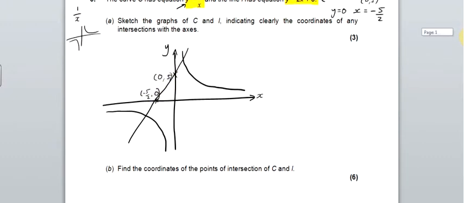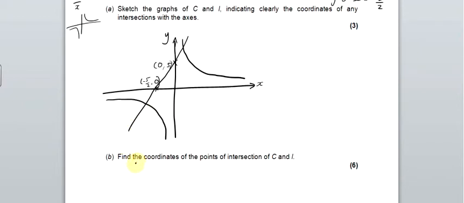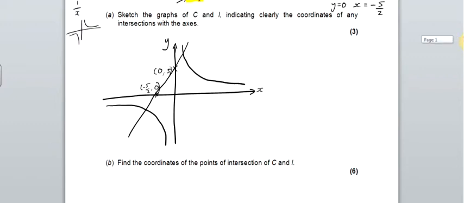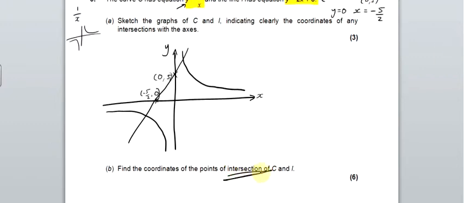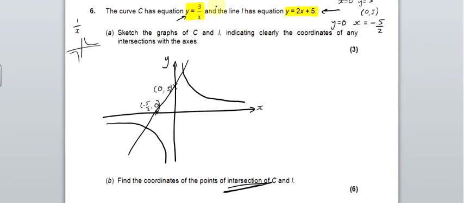Now for part B. Find the coordinates of the points of intersection. And this is really, really straightforward, as long as you remember that if you want to find the intersection of two things, you just set them equal to each other, or you solve them by substitution. And you can see here are 2 equations, y equals 3 over x and y equals 2x plus 5. They both equal y, so I can write 2x plus 5, which is y, equals 3 over x, which is also y. And what I'll get out of this is the x value of the intersections.